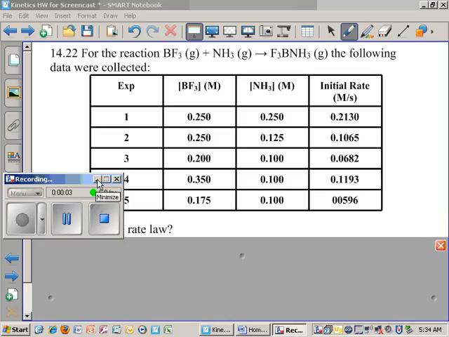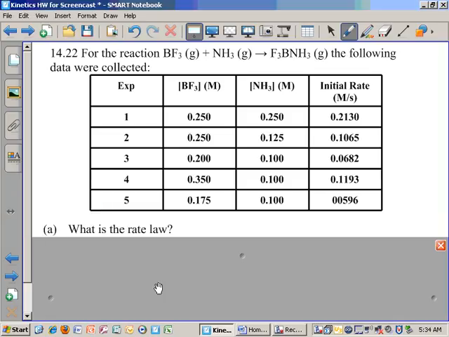For homework problem 1422, we get the same kind of problem, initial rates, finding the rate law. And again, here we've got a reaction, BF3 plus NH3 forms F3B-NH3. Okay, this is the data. There happen to be 5 experiments.